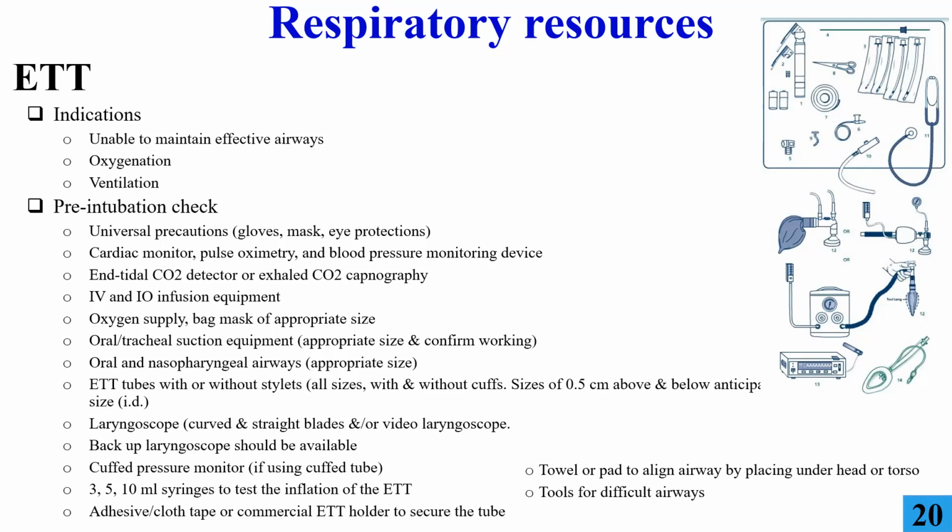You need ET tubes of different sizes according to the size of the baby. I will show you that. Also one size above and one size below, by 0.5. You need a laryngoscope and 2 blades, straight and curved if the baby is more than 8 years. Sometimes you need a video laryngoscope. You always have to have 2 laryngoscopes and 2 batteries.